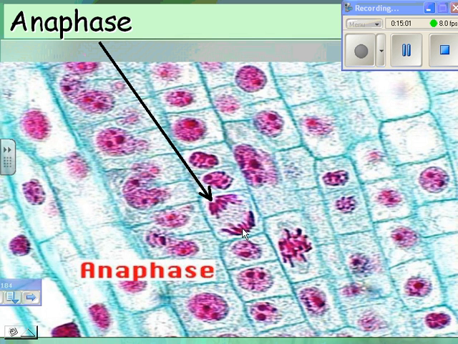Here's another picture of anaphase. You can see interphase here because you don't see any condensed chromosomes. This looks like prophase because the chromosomes are condensing. I don't see any metaphase here, but that's a really nice anaphase.